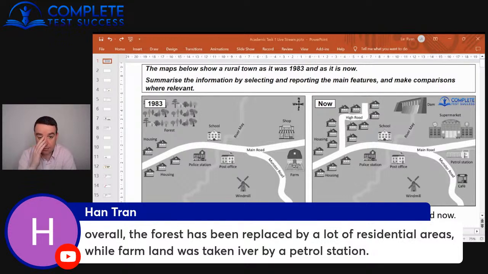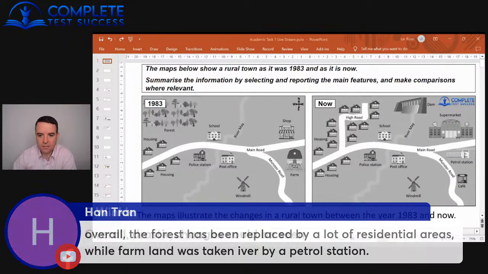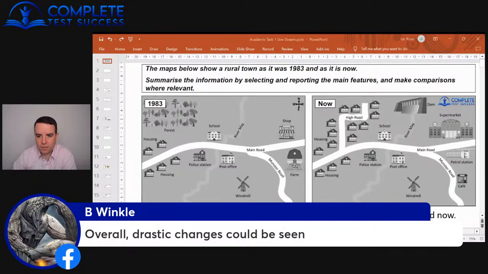For example, you might say there are fewer natural areas. You're saying that there are more residential areas. That's fine. But saying specifically that the forest has been replaced by a lot of residential areas, that's not appropriate. So you cannot be too specific like this. Overall, drastic changes could be seen. That is far too vague. That's not appropriate.